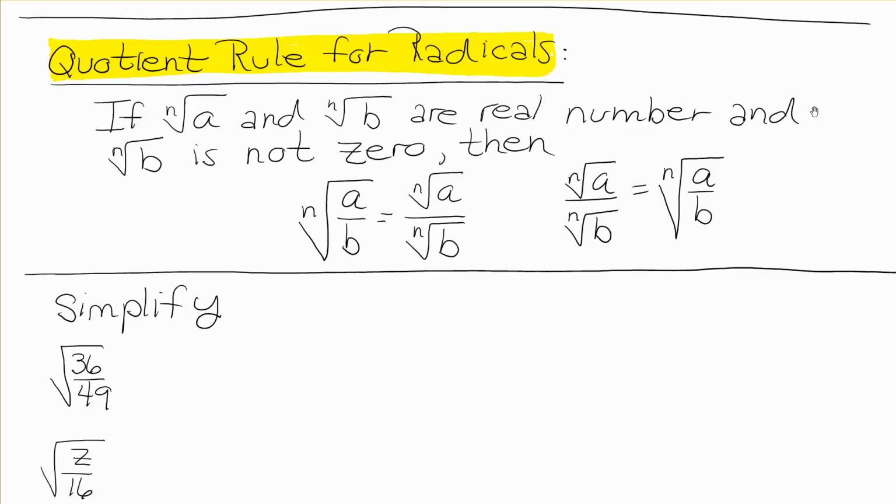The quotient rule states that if you have the nth root of a divided by b, you can split that up into the nth root of a divided by the nth root of b. It also works backwards. If you have the nth root of a divided by the nth root of b, you can combine that, if they have the same index, into one root of a fraction. So let's use our quotient rule to simplify some of our fractions down here.